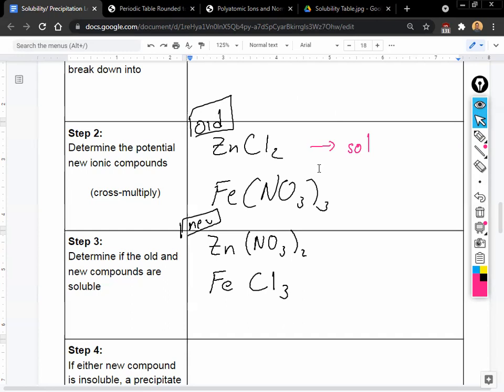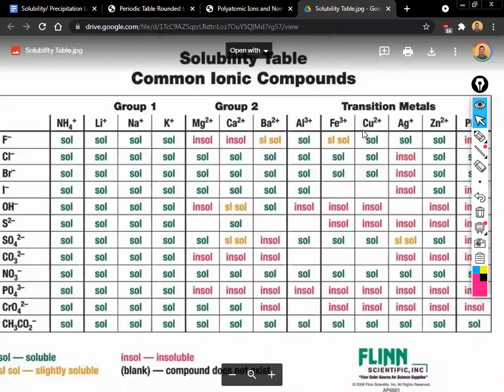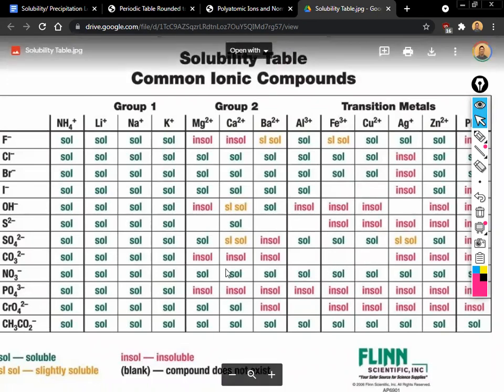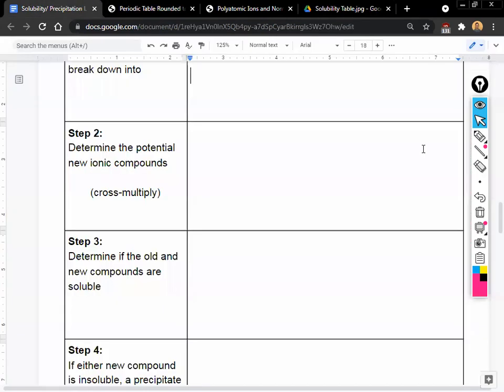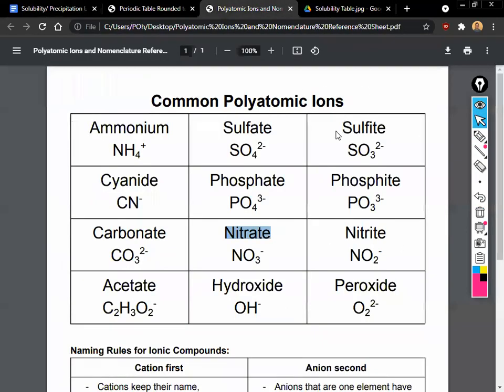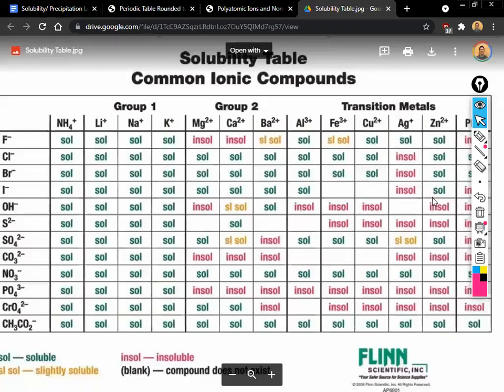All right, let's go over them. Let's start with FeNO3 3. If we go to the solubility table, we look at Fe and we go down to NO3. Is it soluble or insoluble? Yeah, it's going to be soluble, so we're going to write down that it is soluble. What about ZnNO3? This one is also soluble because if we go to the chart, we go to zinc and we go to nitrate, it's going to be soluble.